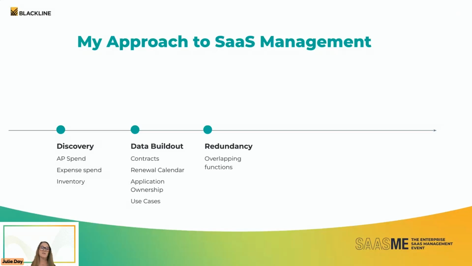Okay, and then when I was done collecting all the data, I started looking for things like redundancy. So for instance, we discovered we had six project management platforms, which was a great find because we were able to get those reduced to one over time.